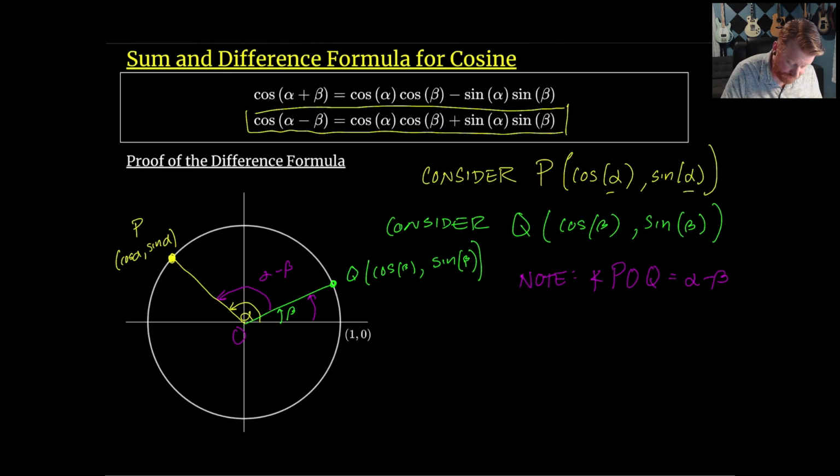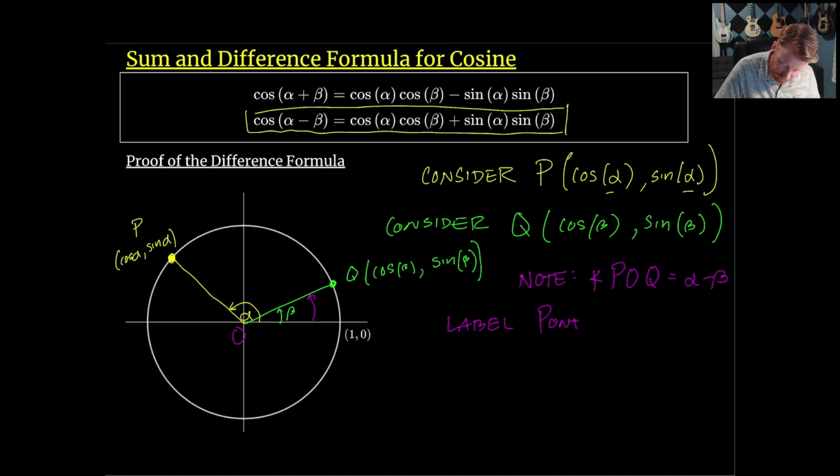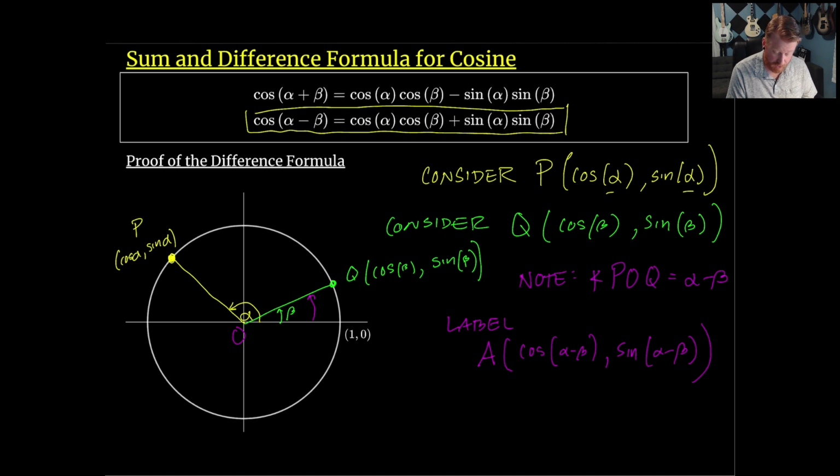Okay, so we've got that as just a note here. So what I'm going to do now, I'm going to erase what I wrote here on the circle, but what I'm going to do now is label this point A, and actually let me move it down. We will label this point A at the cosine of alpha minus beta, sine of alpha minus beta. So we're just looking at this angle we created with POQ, and we're going to just try and get that angle on here by itself.